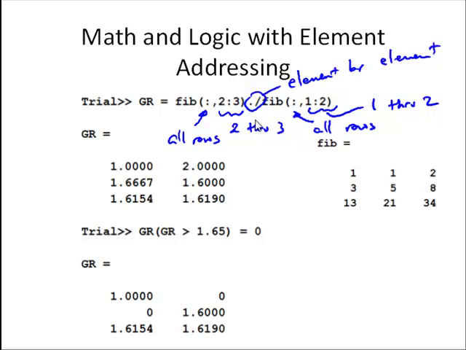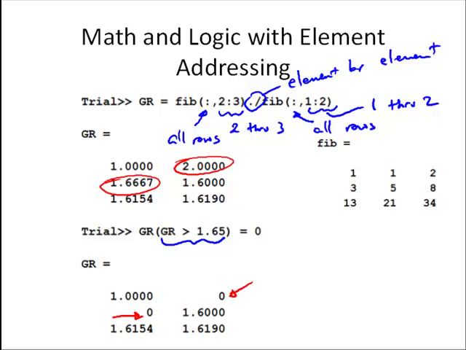We talked a little bit before with vectors about using logic or relational operators in element addressing, and we can do the same thing here. Here we say take all elements of the matrix GR that have a value greater than 1.65 and set them equal to 0. And so we see the result is this element and this element both have values greater than 1.65, so they're replaced by these two zeros.